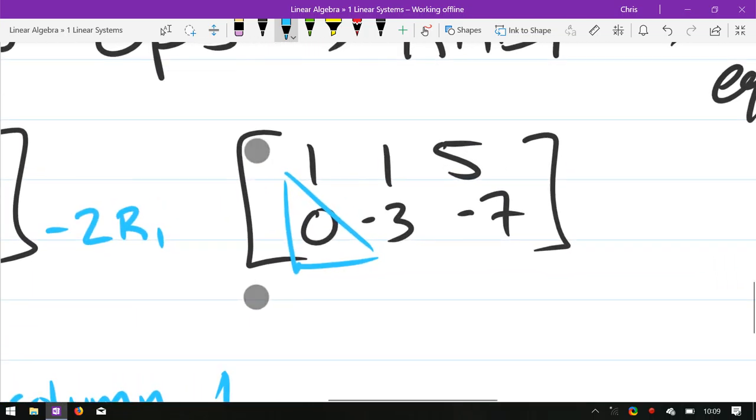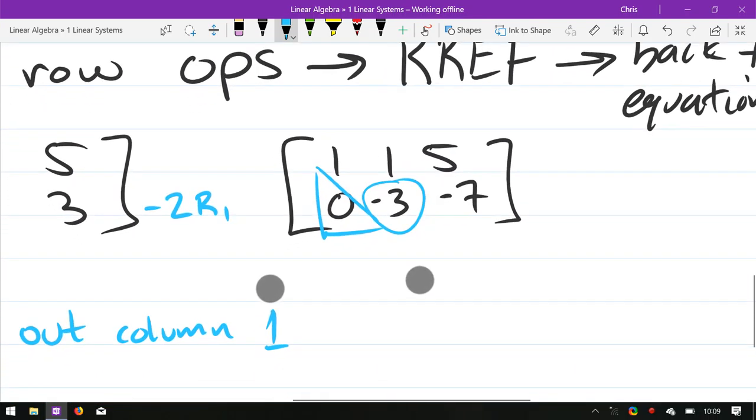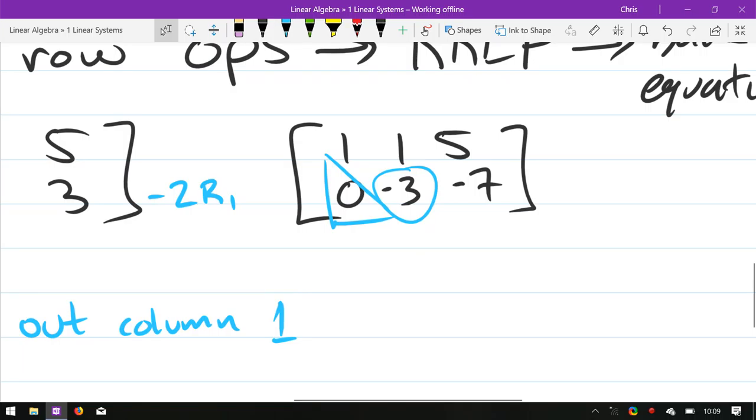Now what we're going to do is turn our diagonals into ones. So I already have a one up top. I need to turn this negative three into a one now. So what row operation turns that negative 3 into a 1? Multiply by negative 1/3. So I can multiply by negative 1/3.